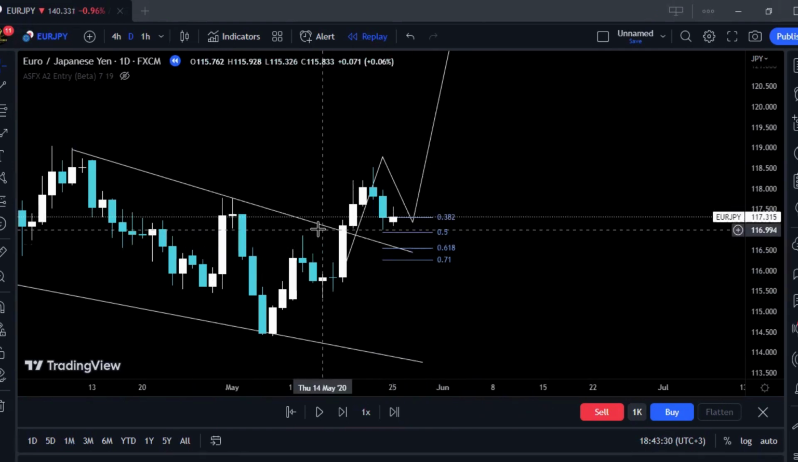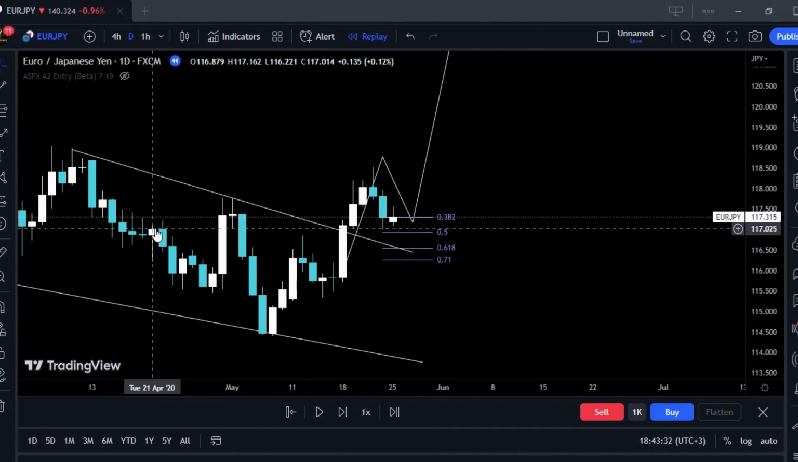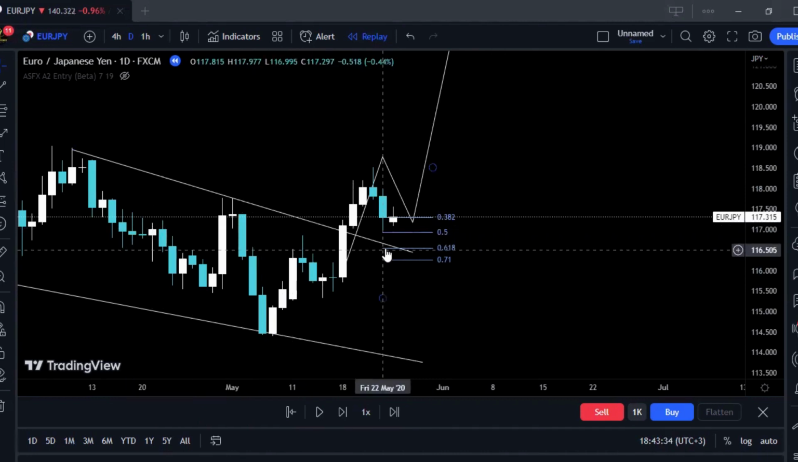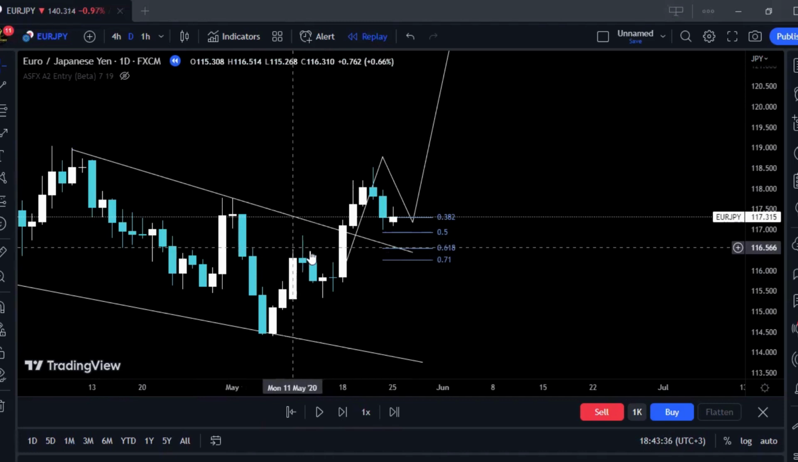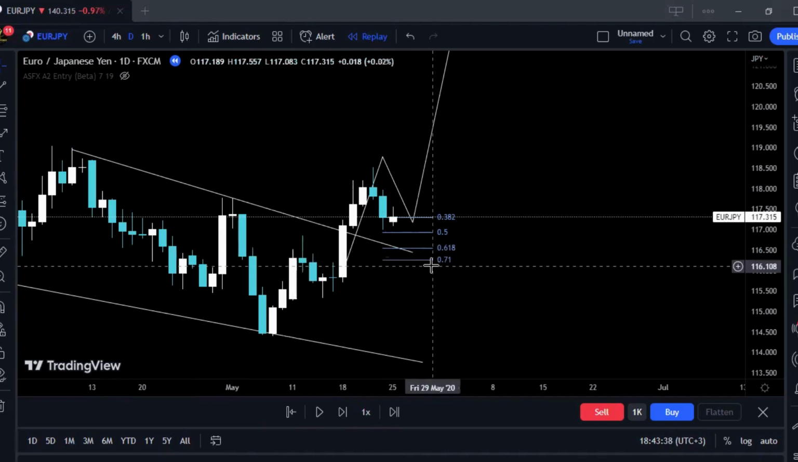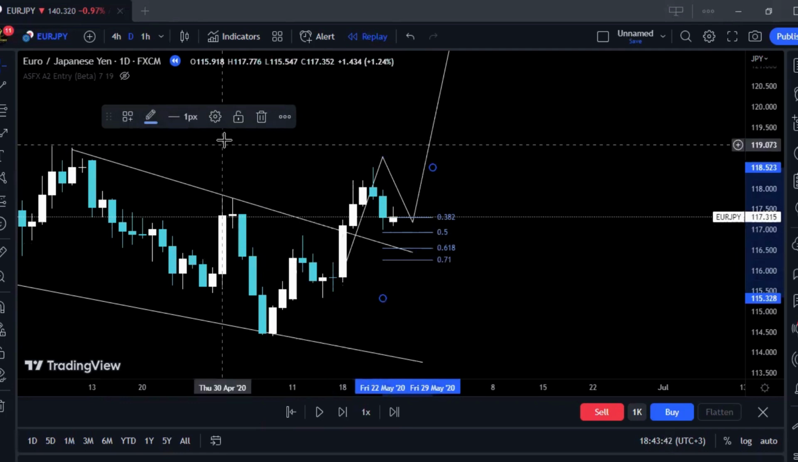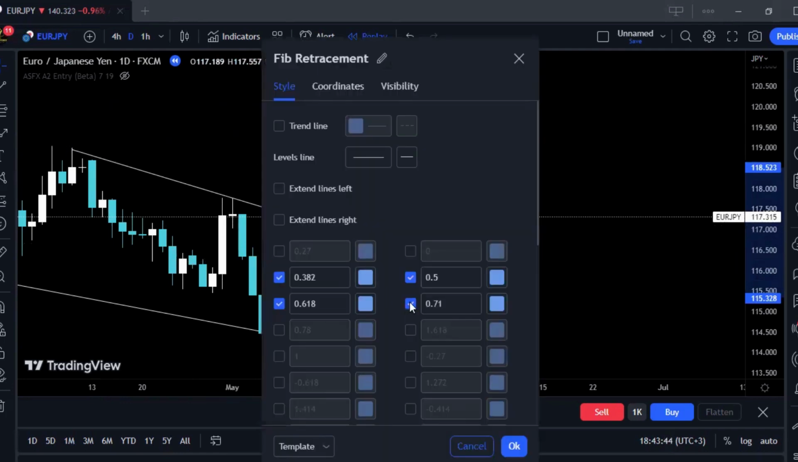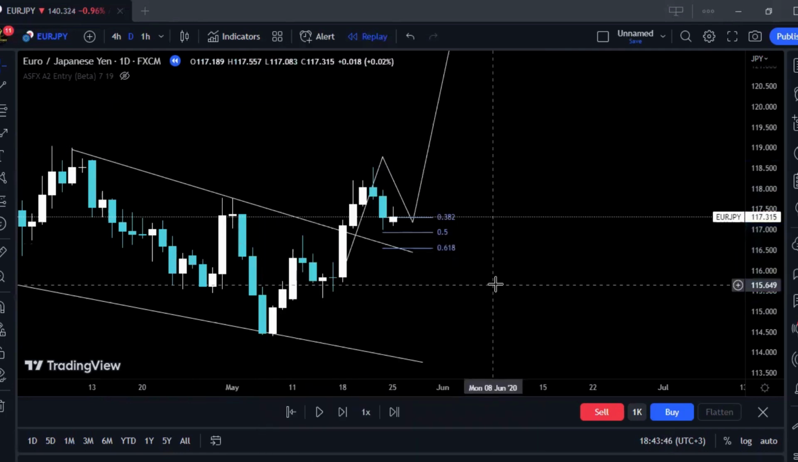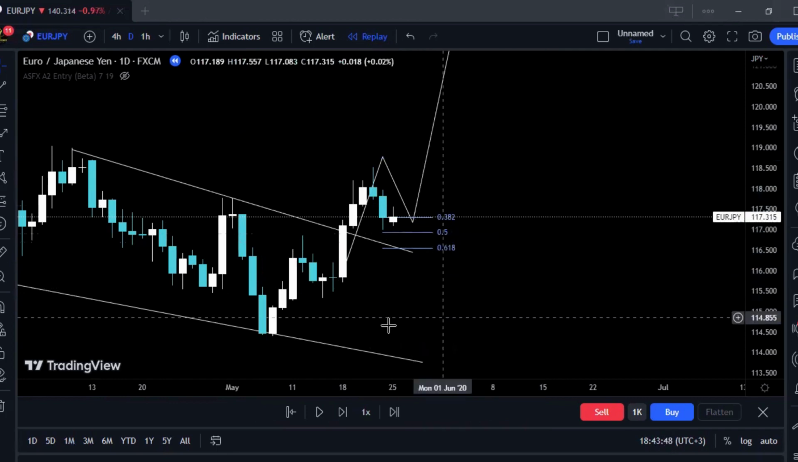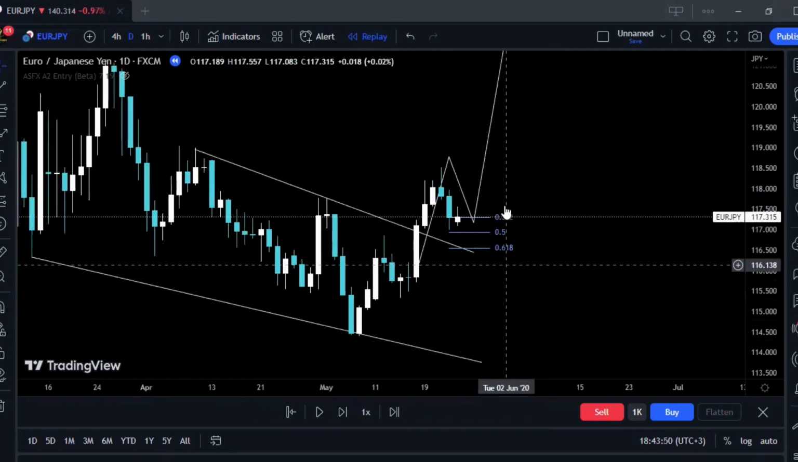0.5, we see prices are confluencing with this structure out here. 0.618, prices are confluencing with this. And then 0.718, prices aren't confluencing with anything here. So obviously we know that 0.718 will no longer be of value to us. So we're only going to be focusing on these three. Now, we're going to keep an eye on these three.